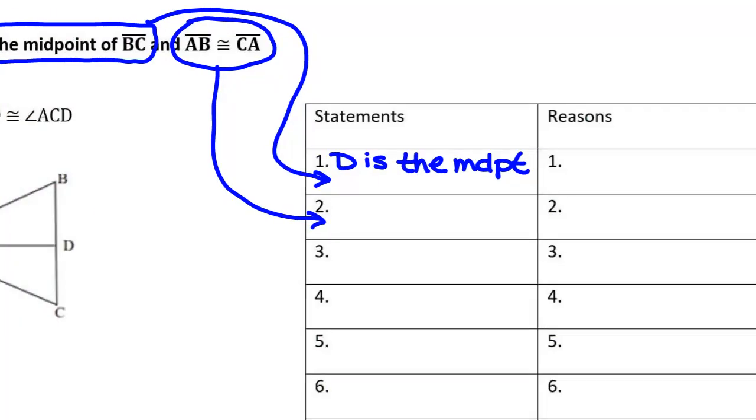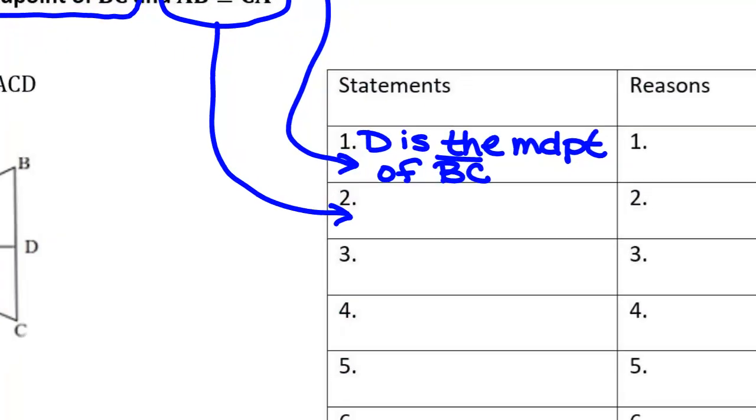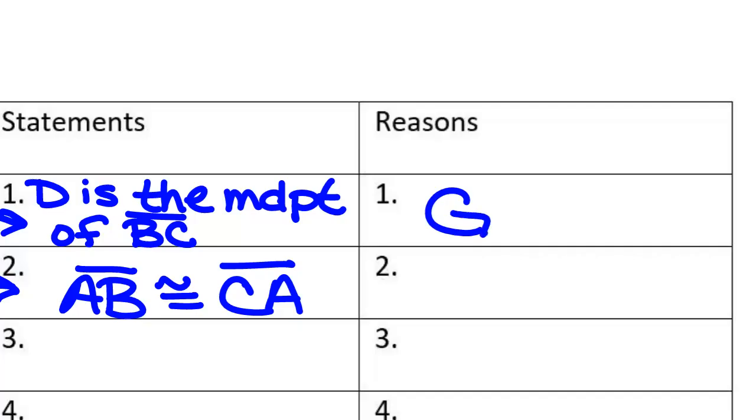D is the midpoint of segment BC, and AB is congruent to CA. We can make both of those statements because it is given.